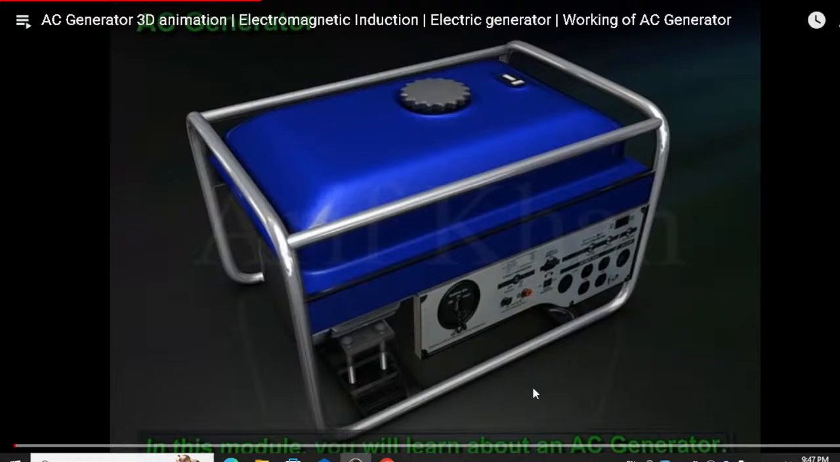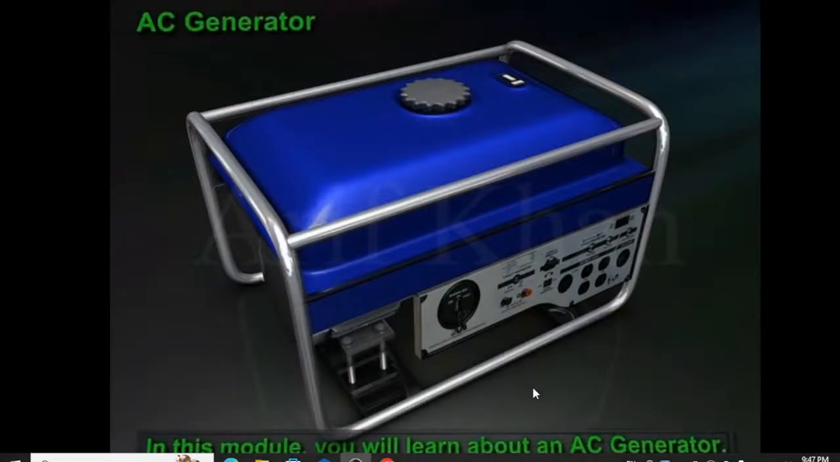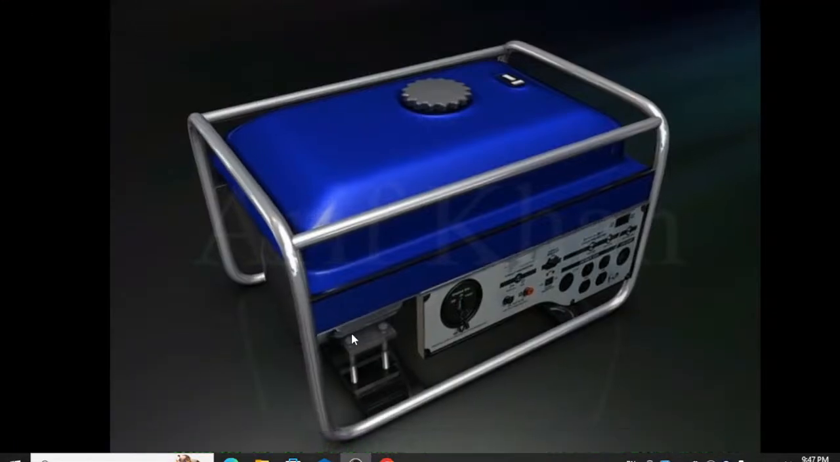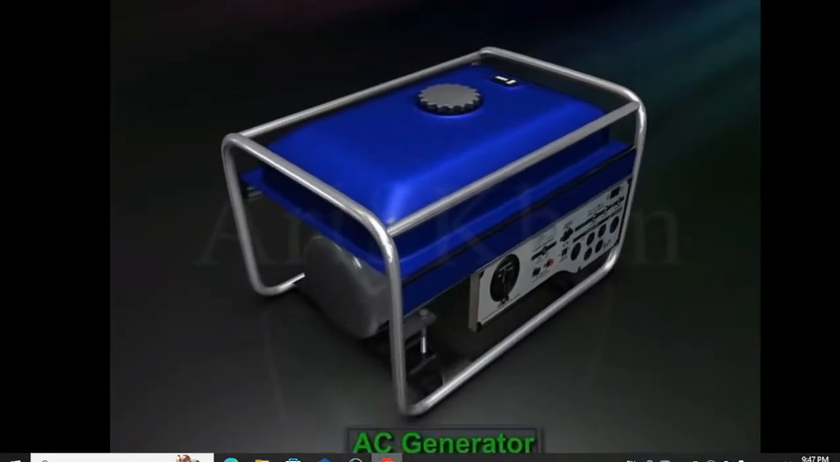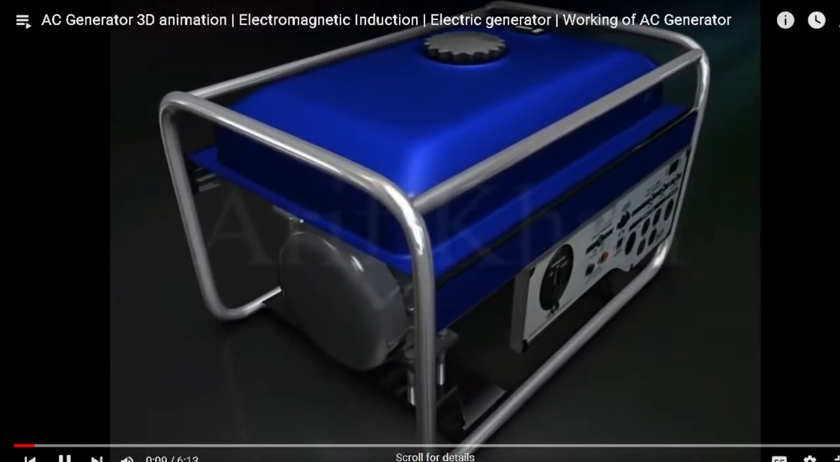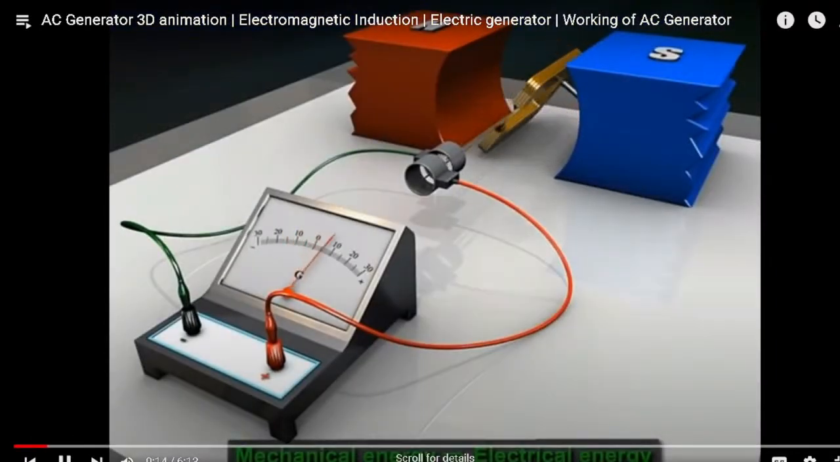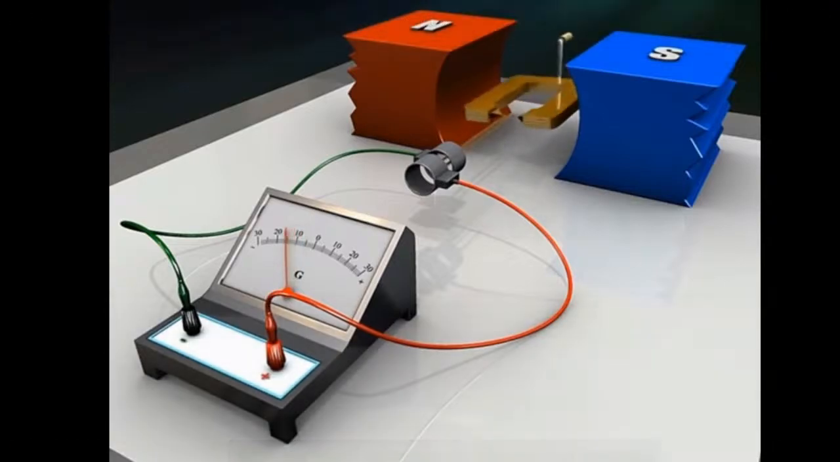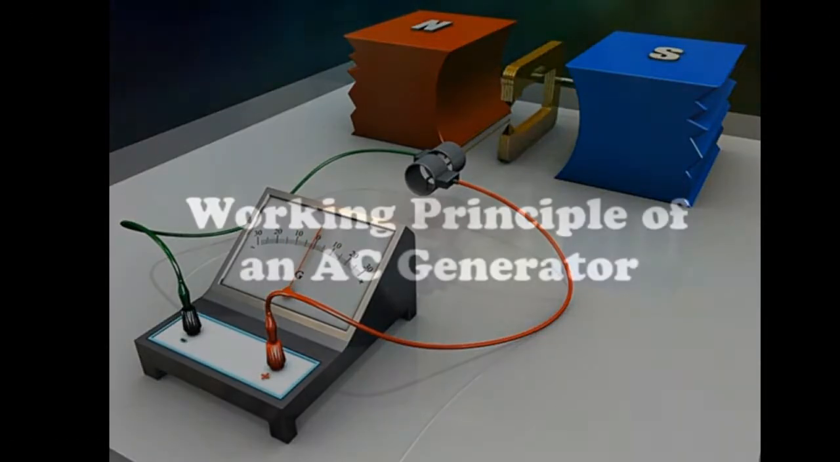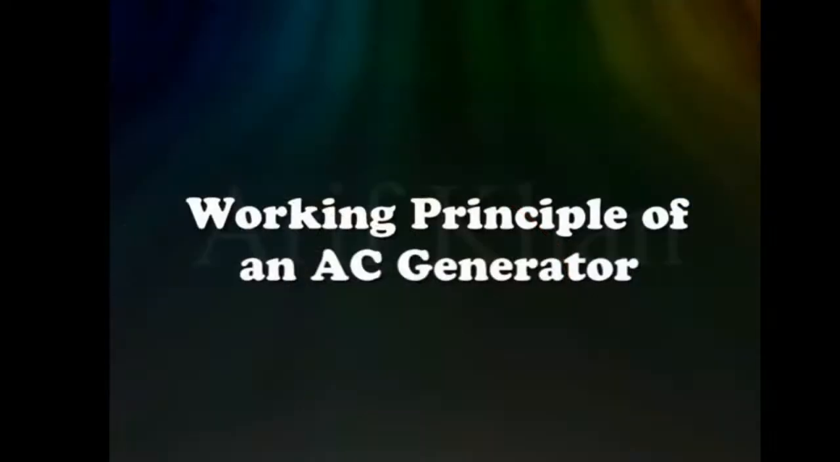In this module, you will learn about an AC generator. An AC generator is an electric generator that converts mechanical energy to electrical energy in the form of an alternating EMF or alternating current. Working principle of an AC generator.